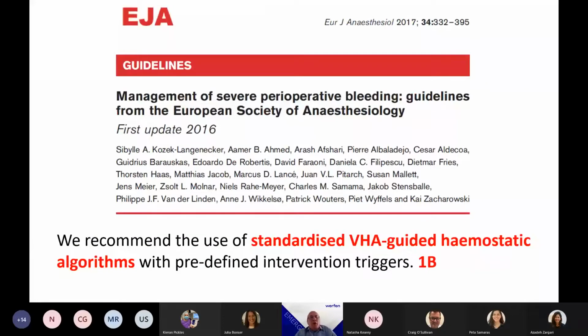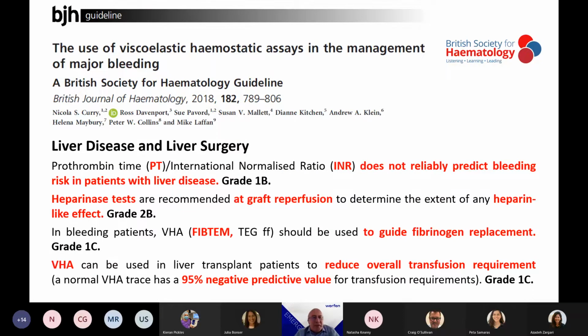And this has, of course, also impact on guidelines. So those are the European guidelines. The next edition is on the way, and I think it will be published at the end of this year or the beginning of next year. But already in the 2016 edition, there was a 1B recommendation to use standardized viscoelastic testing-guided hemostatic algorithms.